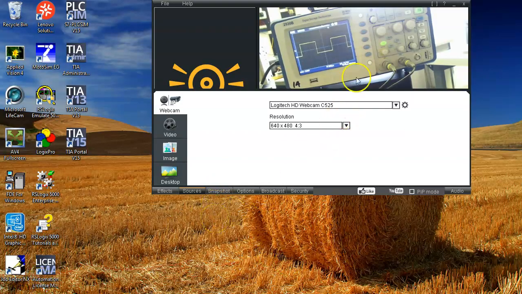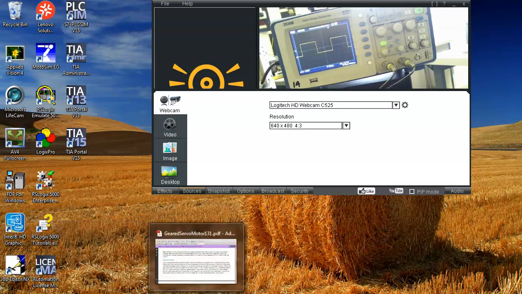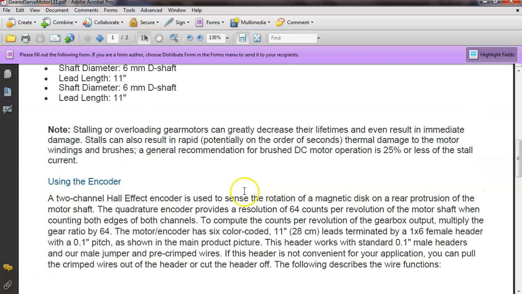Excuse me? Oh, you want to go back to the data sheet? Okay.